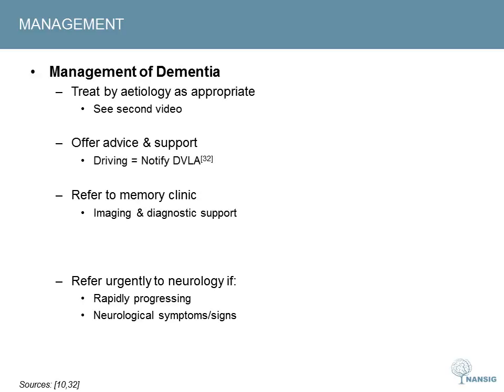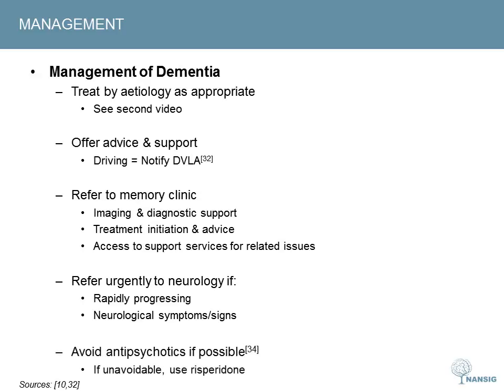If there are no significant issues with memory or attention, they might be allowed to continue driving on a yearly licence. However, you cannot drive on a Group 2 licence with a diagnosis of dementia. Memory clinics can offer diagnostic support, access to neuroimaging and treatment advice. Note that NICE guidelines say cholinesterase inhibitors should only be started by a specialist. Avoid antipsychotics for management of behavioural and psychological symptoms if at all possible, because they can increase the risk of stroke in elderly patients.